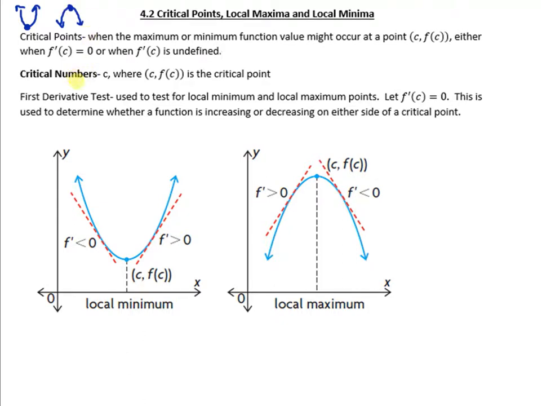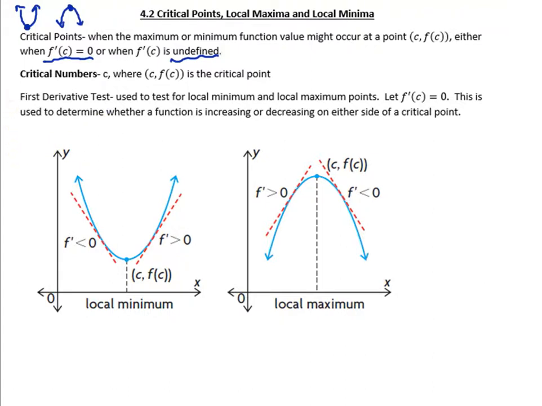So the calculus aspect of it comes into play where we take a look at that turnaround point. The derivative of the function is either going to be equal to 0, or that derivative is going to be undefined. Okay, and critical numbers is c, where c comma f at c is the critical point.